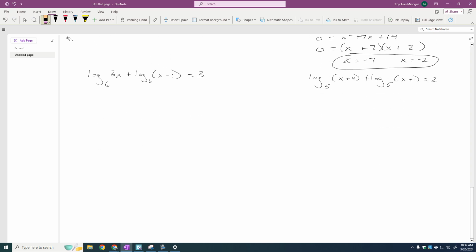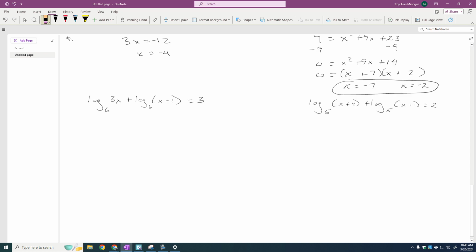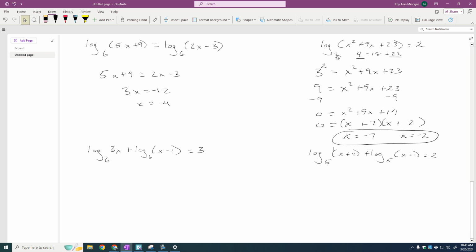All right, now we're going to use our properties. I want to make this a single log before I can switch forms. It has to be a single logarithm. So I'm using my properties to combine these.